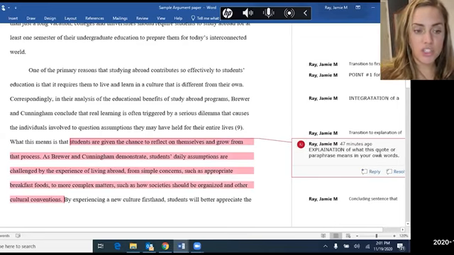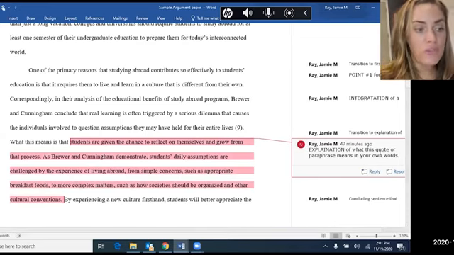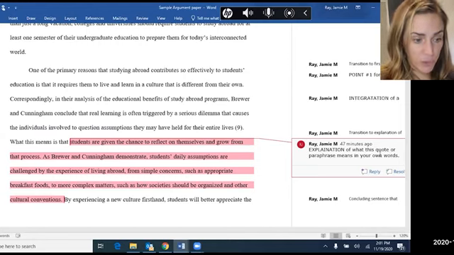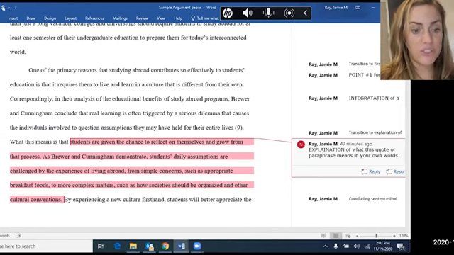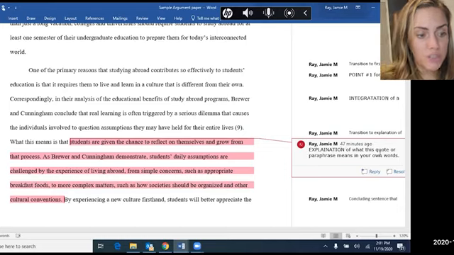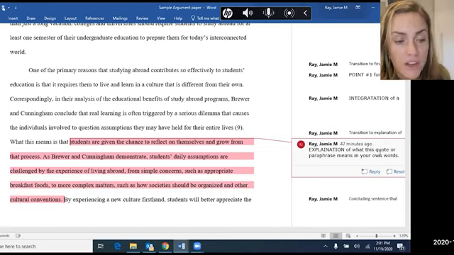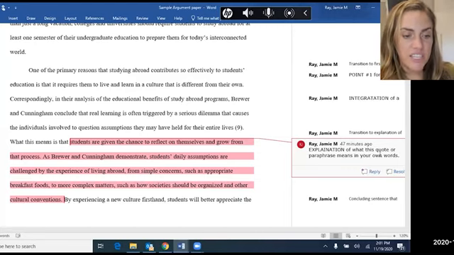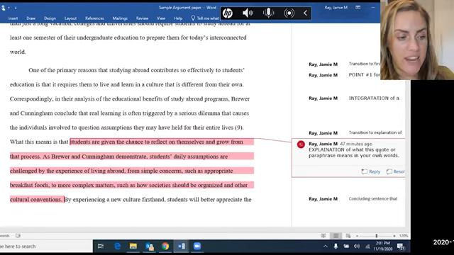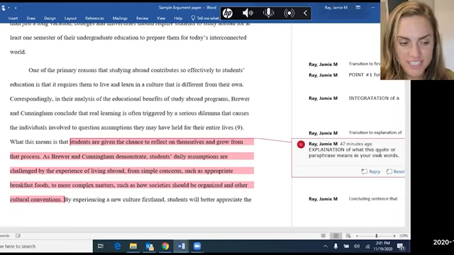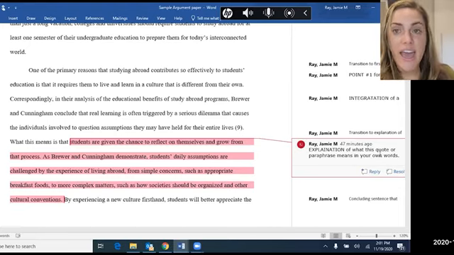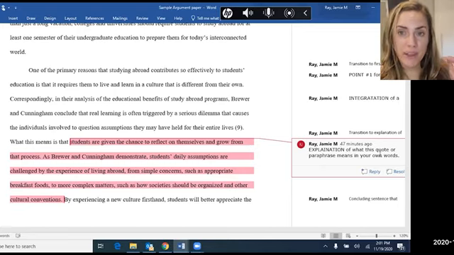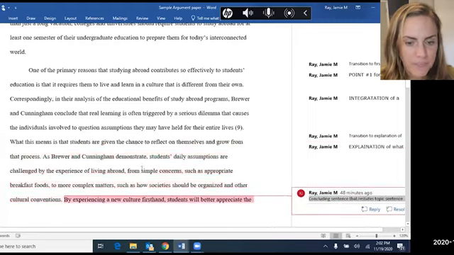Students are given the chance to reflect on themselves and grow from that process. As Brewer and Cunningham demonstrate, students' daily assumptions are challenged by the experience of living abroad, from simple concerns such as appropriate breakfast foods to more complex matters such as how society should be organized and other cultural conventions. So here we have an explanation of how that paraphrase proves the point in the topic sentence.